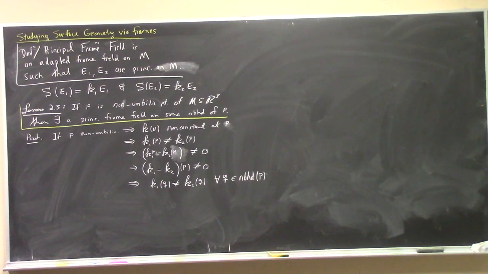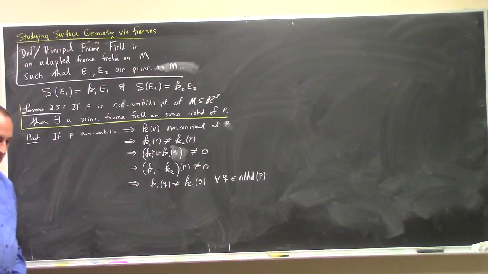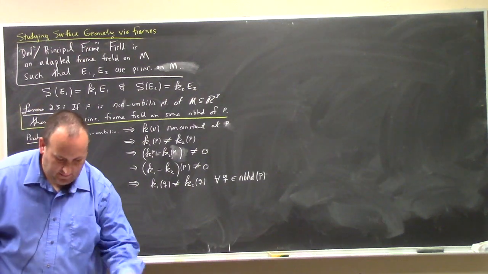Then he argues that you can string together the principal vectors for K1 and the principal vectors for K2 and put them together into a vector field for all such q. And those vector fields, E1 and E2, constructed in that way, will form a principal frame field. As I say in my note here, there's more detail in the book, but that's essentially it. So, moving along.